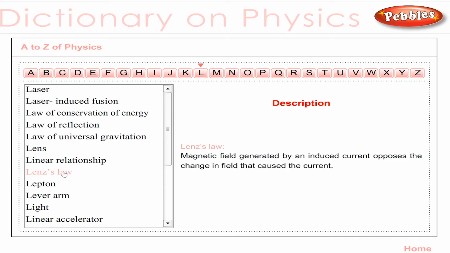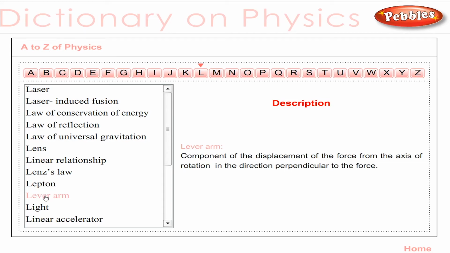Lenz's law. Magnetic field generated by an induced current opposes the change in field that caused the current. Lepton. Particle that interacts with other particles only by the electroweak and gravitational interactions. Lever arm. Component of the displacement of the force from the axis of rotation in the direction perpendicular to the force.